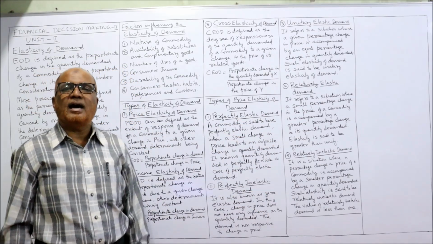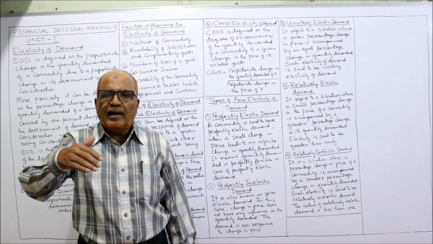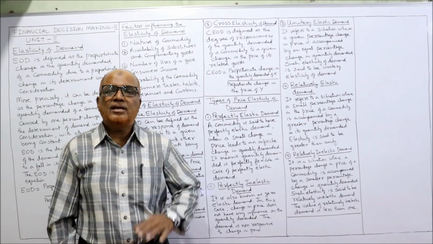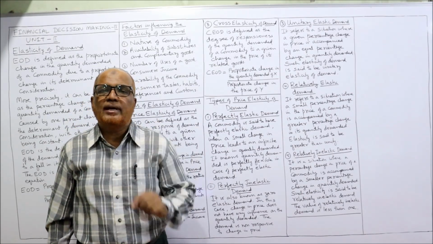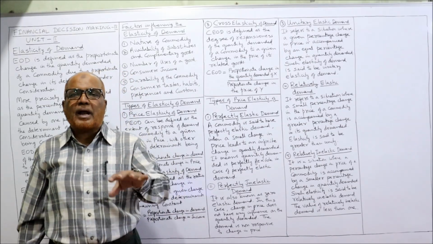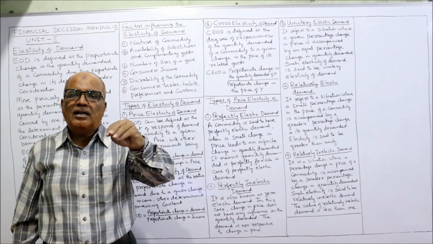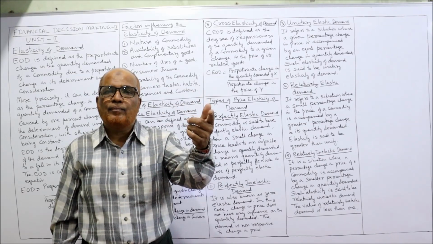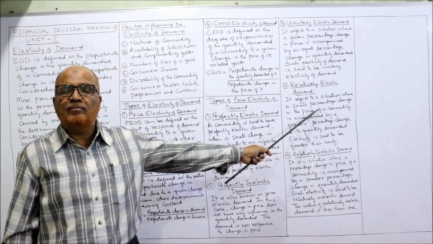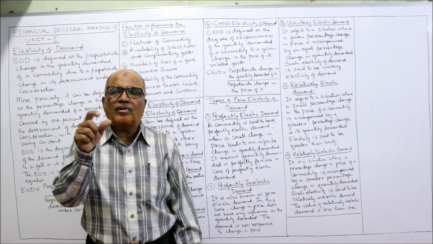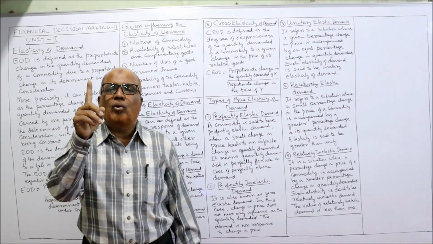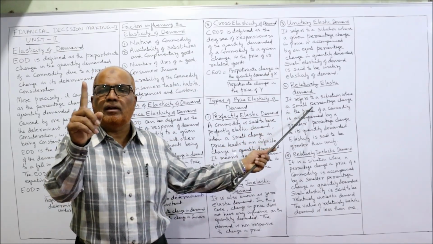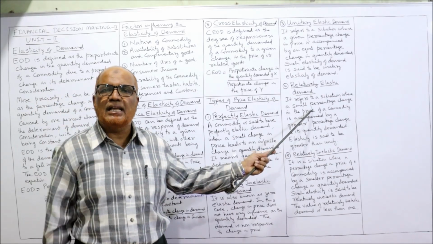Now, relatively elastic demand. Relatively elastic demand means the proportionate change in demand is more than the proportionate change in price. Suppose the price changed by 5%, the demand changed by 10%. That means change in demand is more than the change in price. It is called relatively elastic demand. In case of relatively elastic demand, the value will be more than 1, because the numerator is more, the denominator is less.